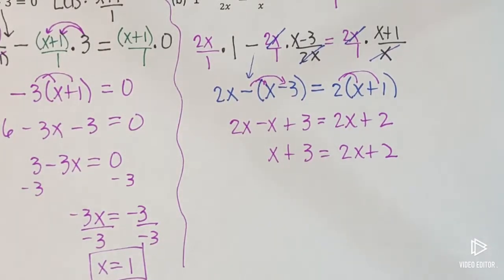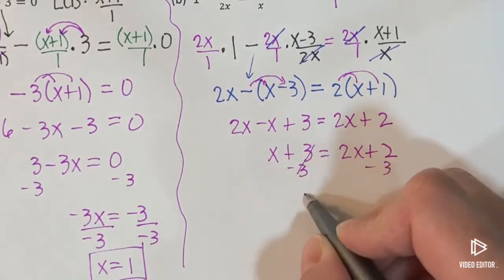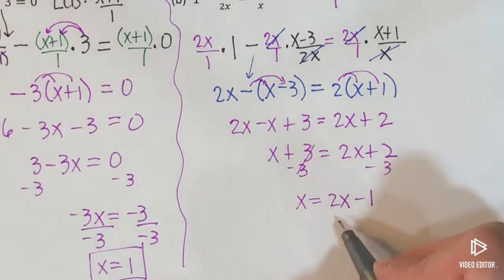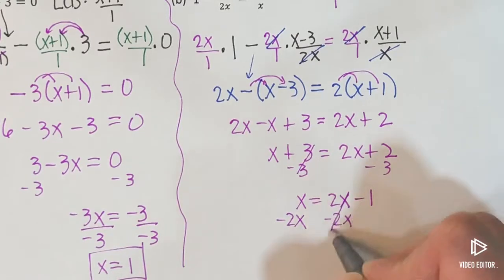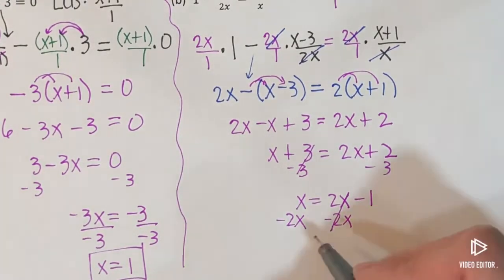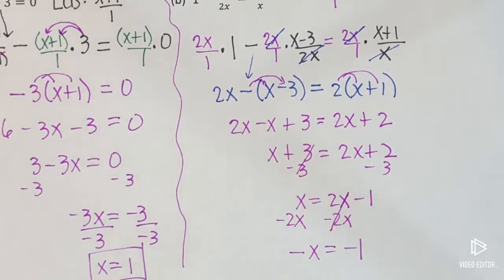Okay, so subtract your 3. So I have x equals 2x, 2 minus 3 is minus 1. Then move these 2 x's over by subtracting them. Move it over to that left-hand side. So 1x minus 2x is negative x equals negative 1.